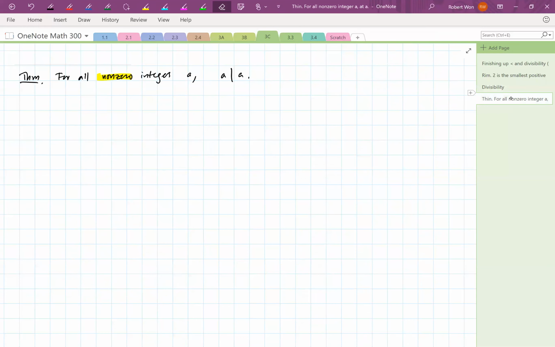But proving this theorem shouldn't be too difficult because all we have is the definition. So let's let a be a non-zero integer.